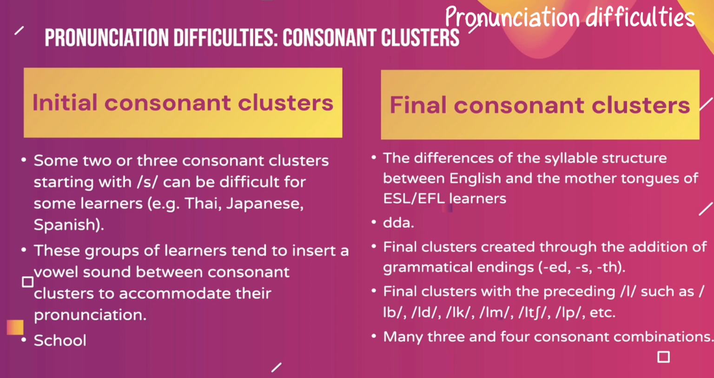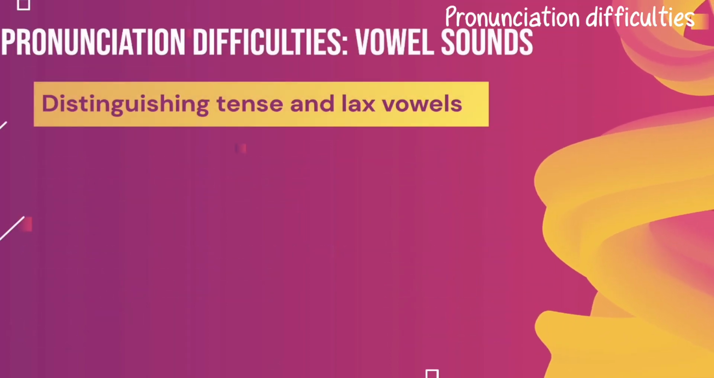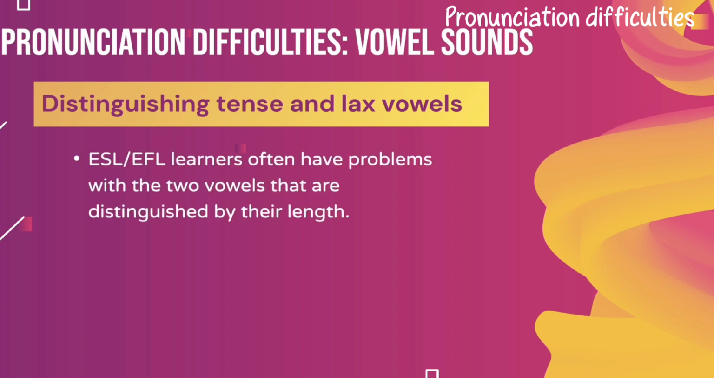And the next one, we will move to the vowel sounds. So, distinguishing tense and lax vowels. Sometimes ESL and EFL learners often have problems with two vowels that are distinguished by their length. For example, the famous example, beach, the tense, long vowel, sometimes you might pronounce it with the short vowel, so it's going to be "bitch" instead, or sheep to ship.